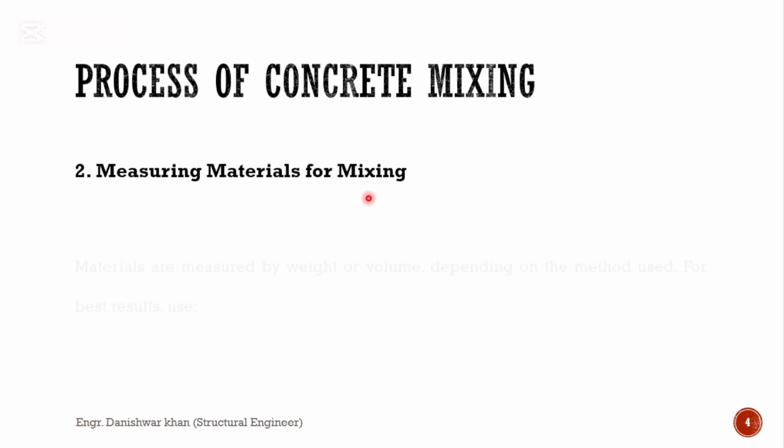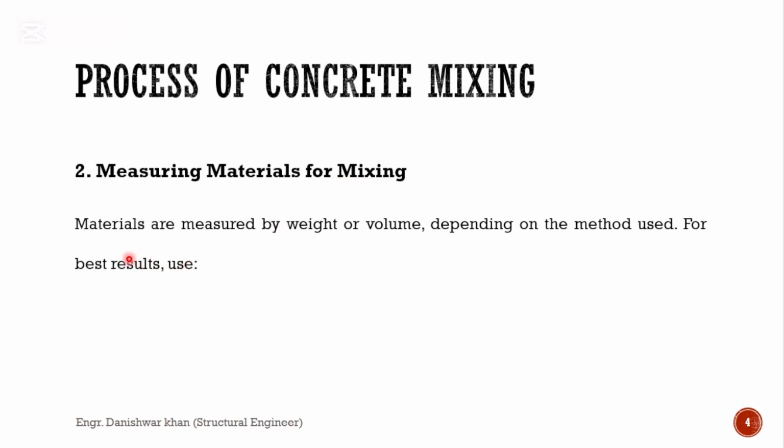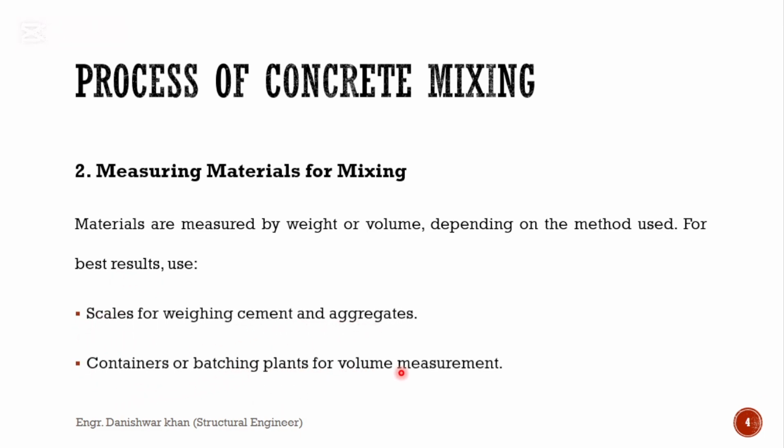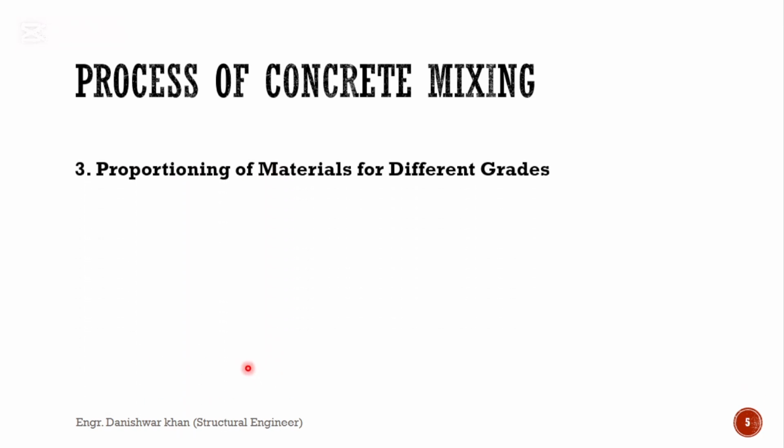Measuring materials for mixing. Accurate measurement of material is key to a consistent concrete mix. Materials are measured by weight or volume depending on the method used. For best result, we use scales for weighing cement and aggregates, containers or batching plants for volume measurement. Correct measurement ensures the concrete achieves the intended properties.